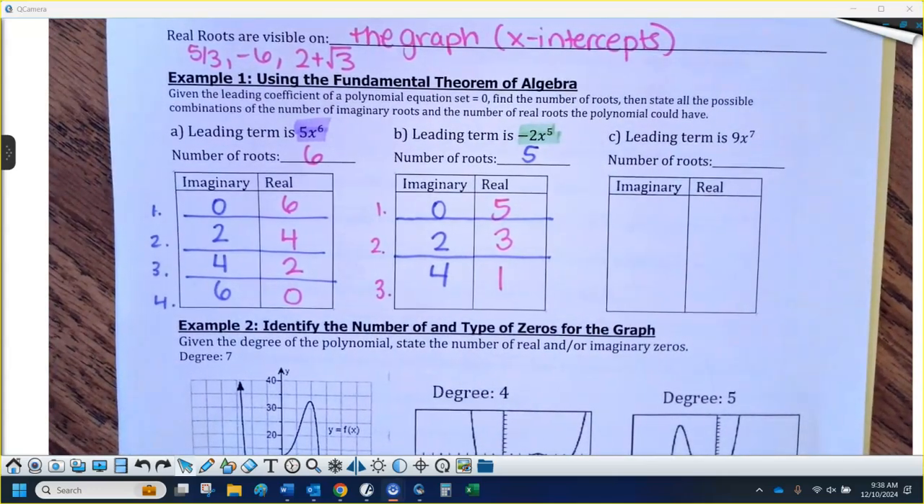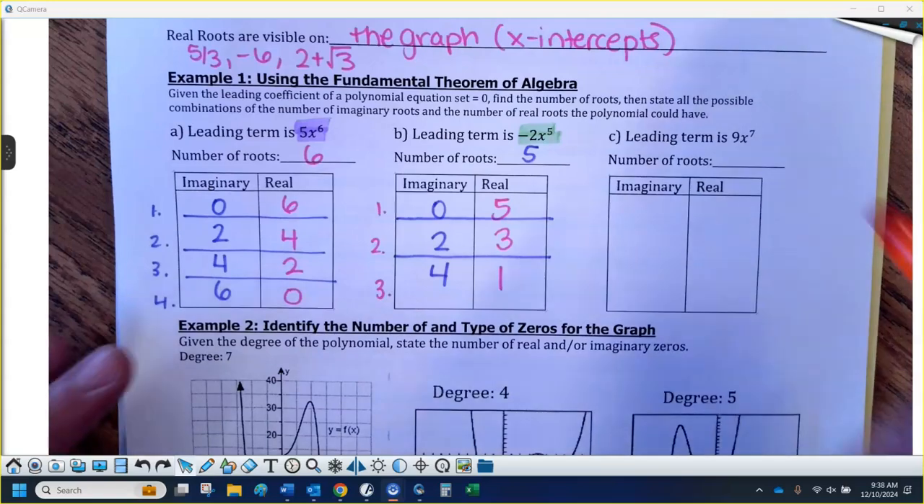And you guys can see, if you're working with an odd degree, the imaginary will always be even because they have to come in pairs, but the real will be odd numbers. So you can add up to whatever that odd degree is. And then I got one more here real quick.